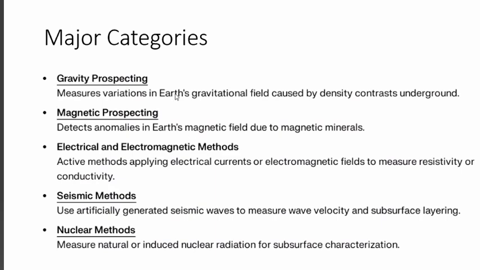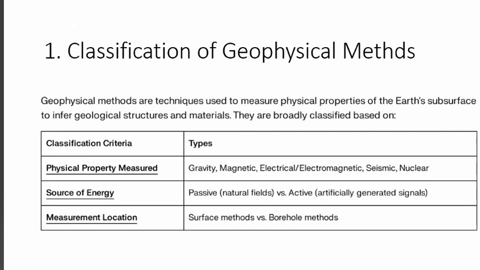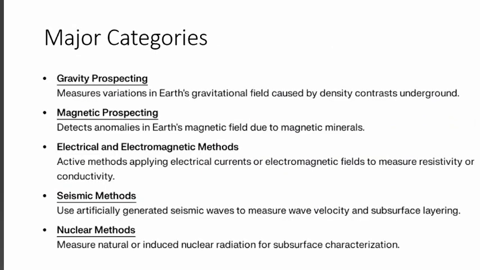Okay, so for geophysical methods, we have some very major categories. When we are talking about classification based on physical property measured, we can have the gravity prospecting method, which measures variation in Earth's gravitational field caused by density contrast on the ground. We have magnetic prospecting. This measures the Earth's magnetic field due to magnetic minerals present in the Earth's subsurface.